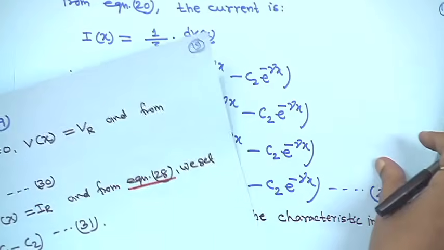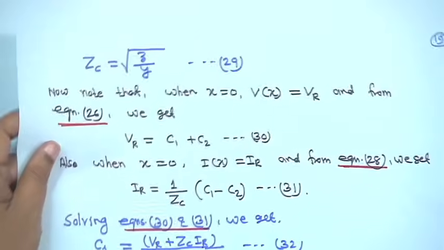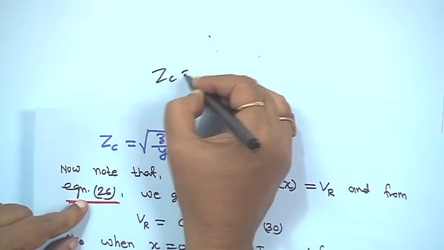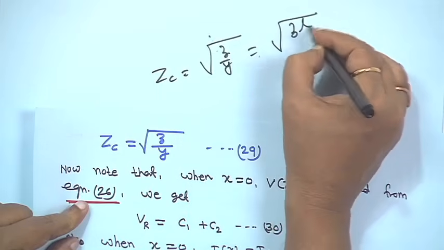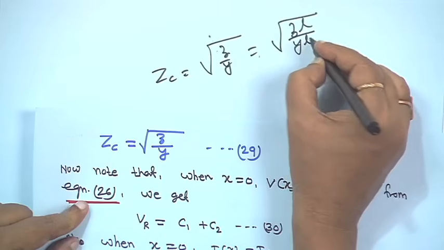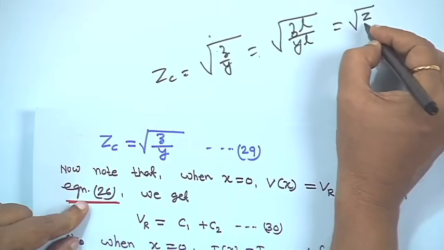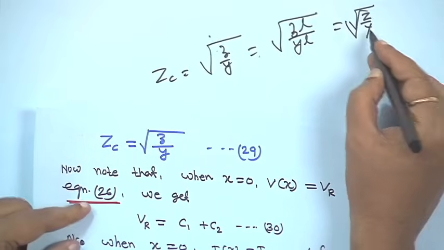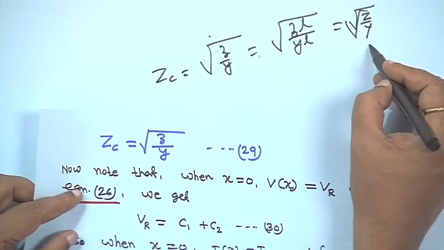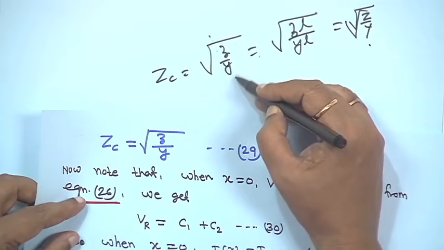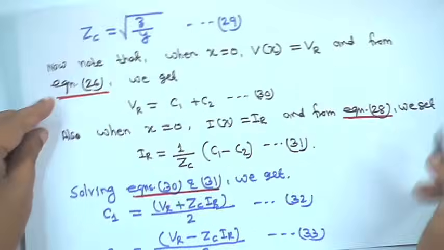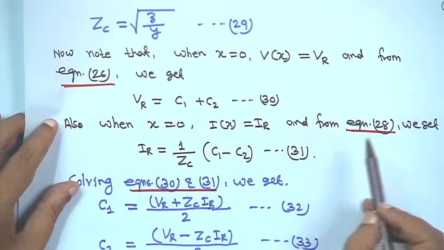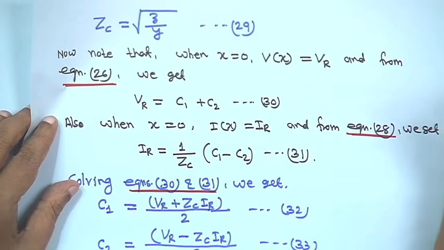So, just before moving next, that Zc is root over small z by y, which is equal to root over z, multiplying numerator and denominator by L, the length of the line, basically capital Z by capital Y, because it is per unit length, multiply by L, it will become capital Z by capital Y. Anyway, this is called the characteristic impedance of the transmission line, Zc.